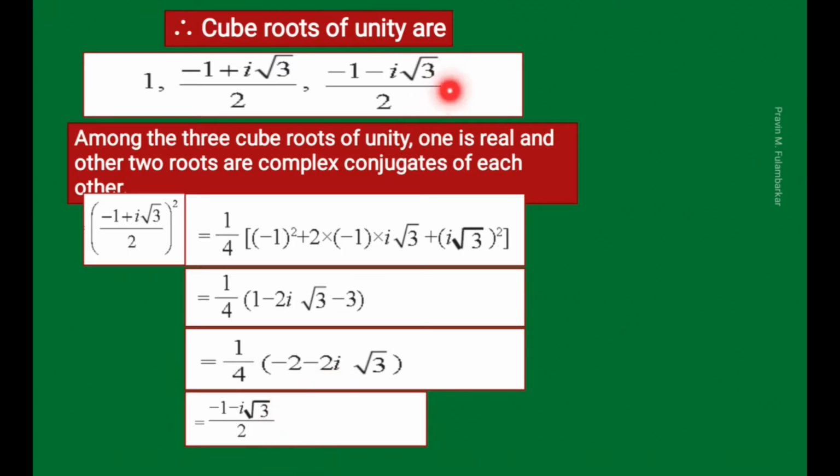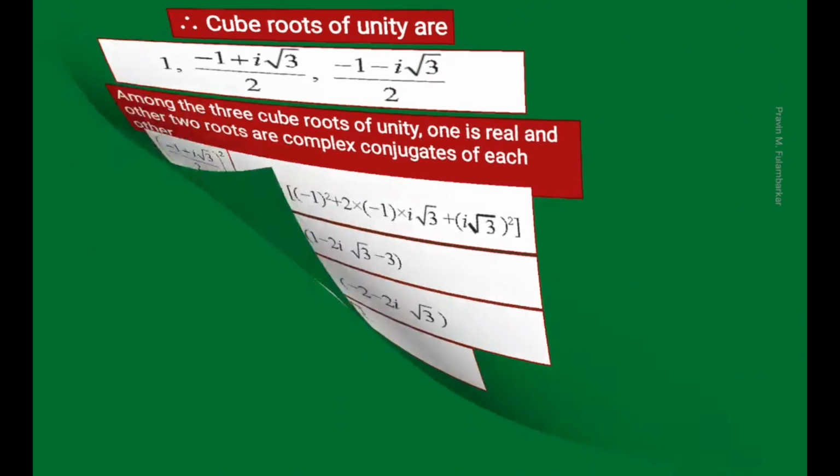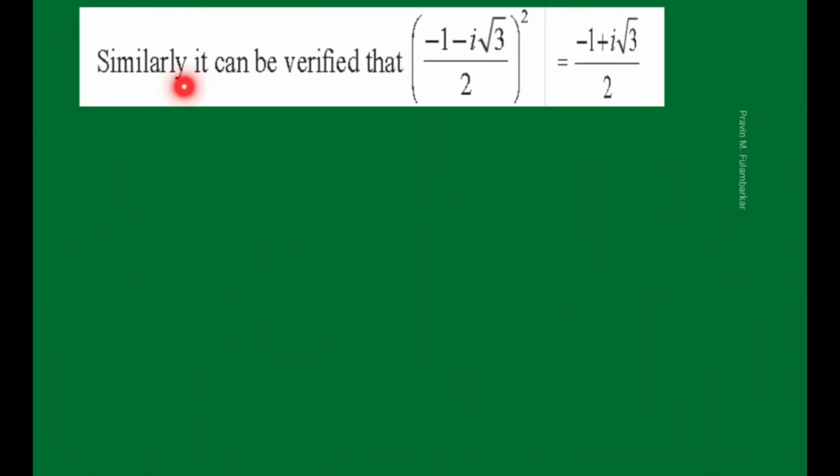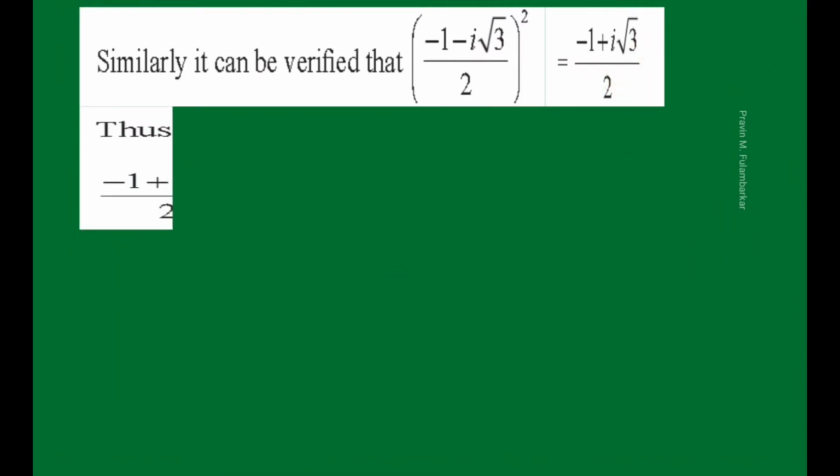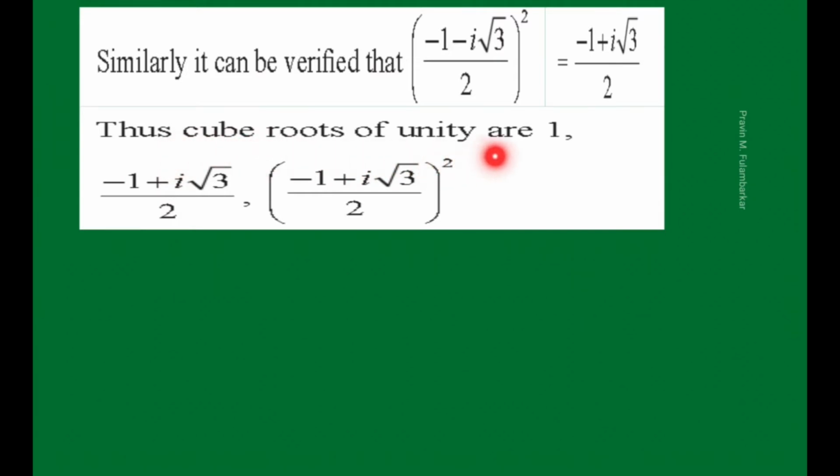Now which is the value of this last? That means when we make the square of this first, we get the value for this last. That means here 1 is the square of the other. So similarly it can be verified that if we take the square of the last, we get the value of the second. Thus the cube roots of unity are 1, the second, (-1 + i√3)/2, and the last we write as (-1 + i√3)/2 its square.